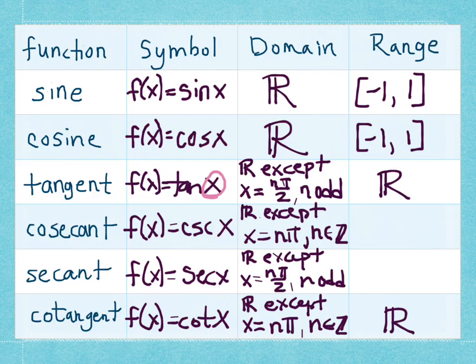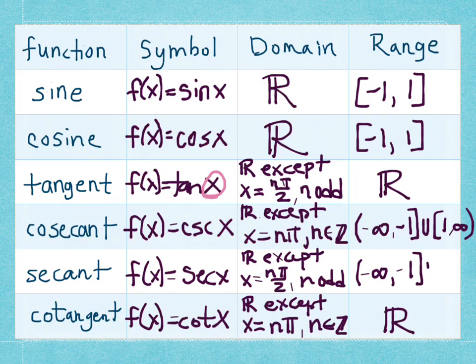And then this is an interesting one for secant and cosecant because these are reciprocals of sine and cosine, correct? So actually what I get is negative infinity to negative 1 union 1 to infinity. I'll explain the notation if it's something you haven't seen in a while. And you get the same thing for cosecant as you do secant. They match. Secant and cosecant are specifically reciprocals.